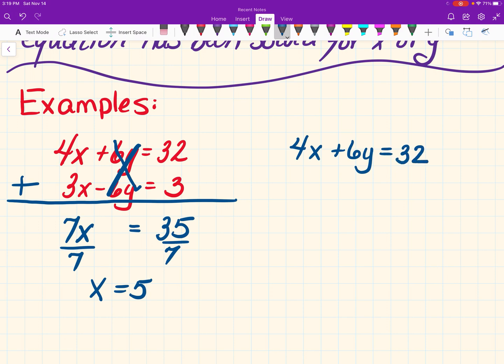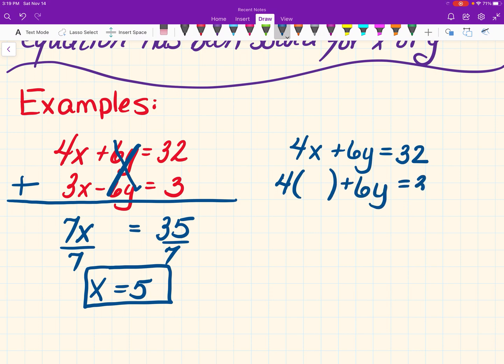Be very careful. I have been known to make this mistake. Go back and check. What did I solve for? I solved for x. So that's where I'm putting my mathematical blank, where the x is. And then we're going to solve over here for y. What did we figure out that x was? We figured out x was 5. So we're going to put 5 in a mathematical blank. And so now we have 20 plus 6y equals 32.